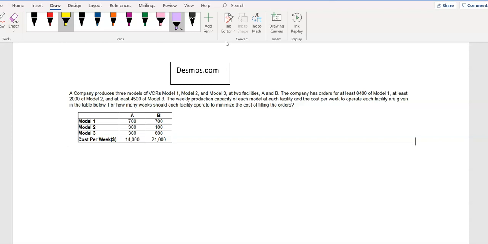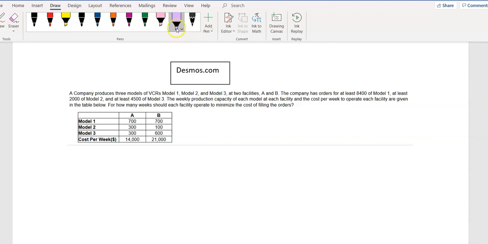So a company produces 3 models of VCRs, Model 1, Model 2, and Model 3 at 2 facilities A and B. The company has orders for at least 8,400 of Model 1, at least 2,000 of Model 2, and at least 4,500 of Model 3. The weekly production capacity of each model at each facility and the cost per week to operate each facility are given in the table below. For how many weeks should each facility operate to minimize the cost of filling the orders?